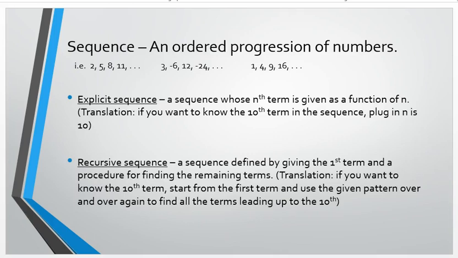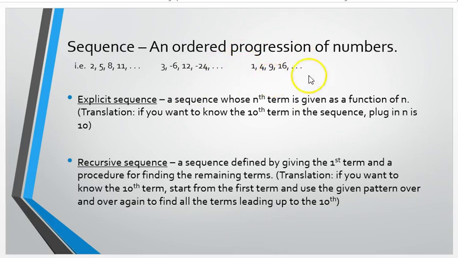So first, just to talk about sequences in general, they are an ordered progression of numbers. What that means is that there is some kind of a pattern that helps you go from the first number in the pattern to the second number in the pattern to the third number in the pattern, etc. And in this first sequence, you can see that the pattern is adding 3. So I can find the next term and the next term and the next term, etc. Here's another example of a sequence. This one is multiplying by -2. So I can find the next term and the next term and the next term.